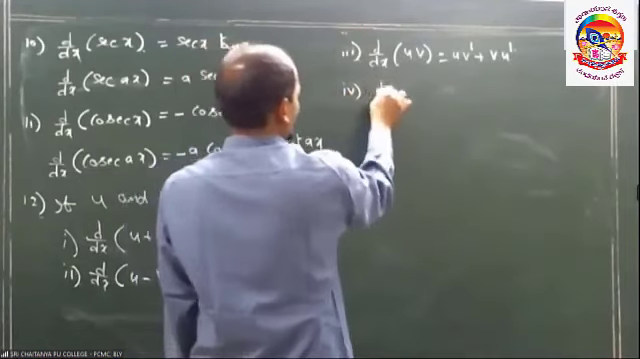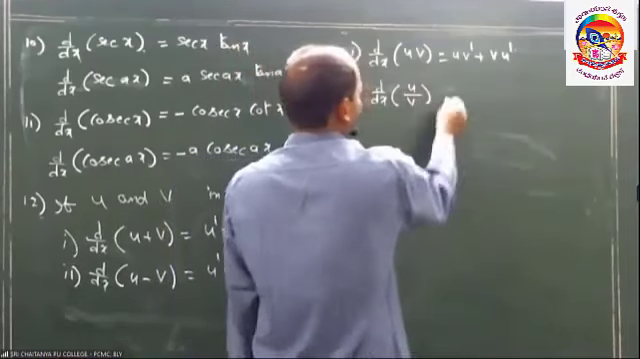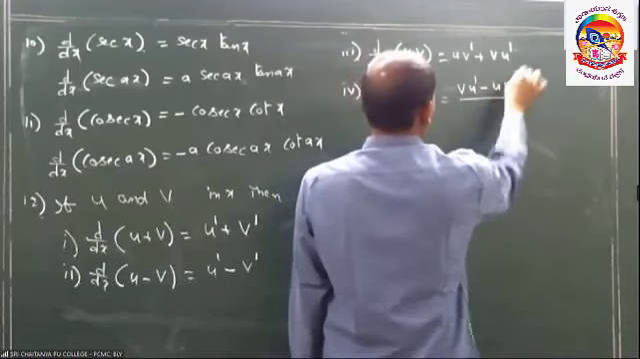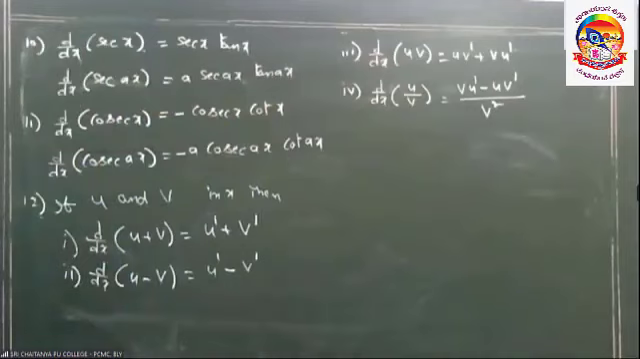That's the quotient rule. Derivative of u by v is v u dash minus u v dash divided by v square. These are the formulas in differentiation for the first exercise models.